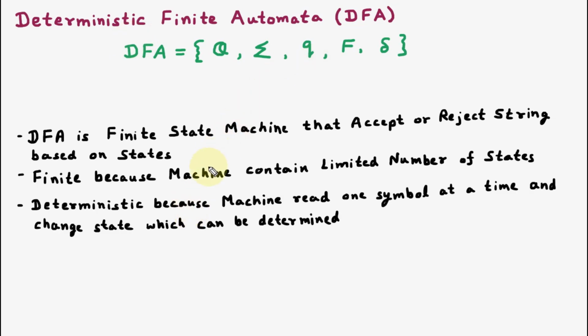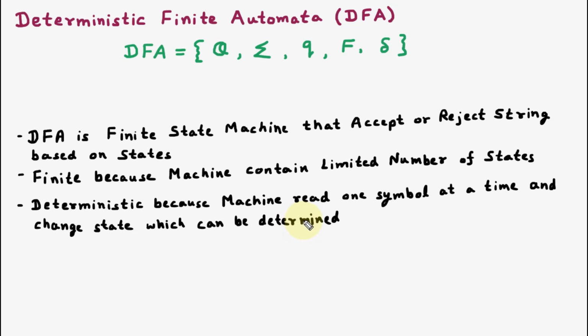DFA is just like the game of Ludo, where we roll the dice and we move to the next state. And the state defines where we are currently, that means it can be determined. In the same way, the DFA machine reads one symbol at a time and moves the state, and that state can be determined. Next thing is DFA does not accept null move.